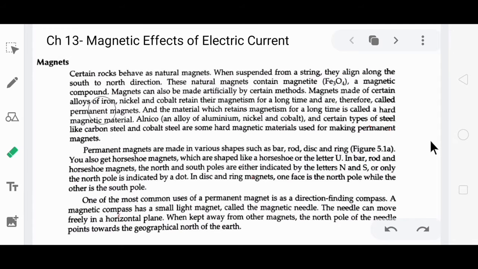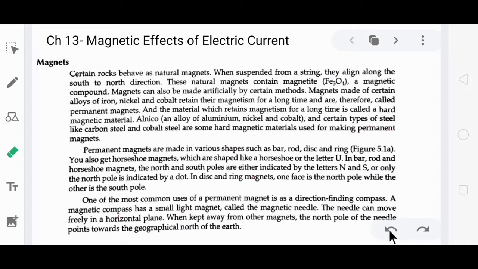Magnets can be made of certain alloys of iron, nickel and cobalt, and they retain this property of magnetism for a long time. Therefore these types of magnets are called permanent magnets. Permanent magnets have this property of magnetism for long.